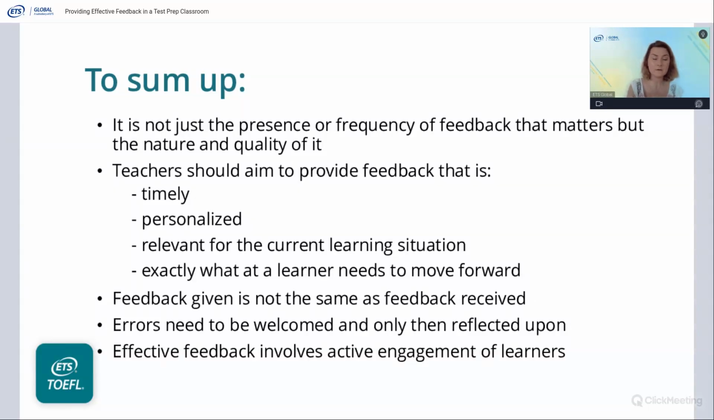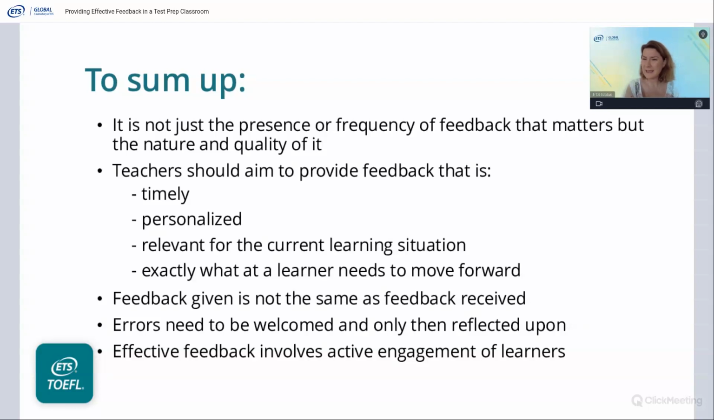So if after this task the student recorded 3 different tasks, then probably for this specific one it would be already a bit too late. The student needs it at a particular time to make progress. It should be personalized, so again referring to a particular student, particular task. It should be relevant for the current learning situation and exactly what the learner needs to move forward. So again, we do it bite-sized.